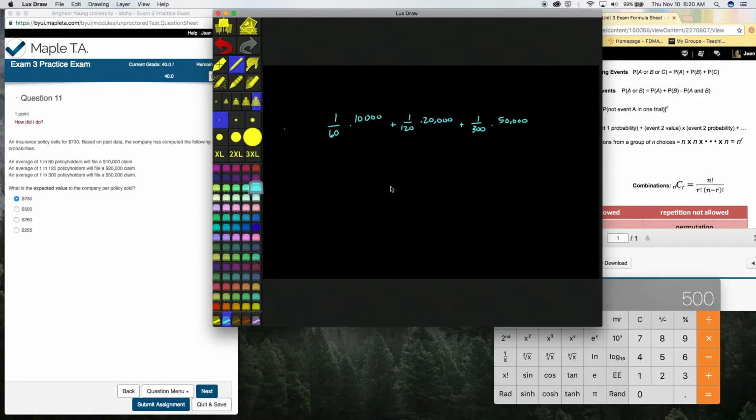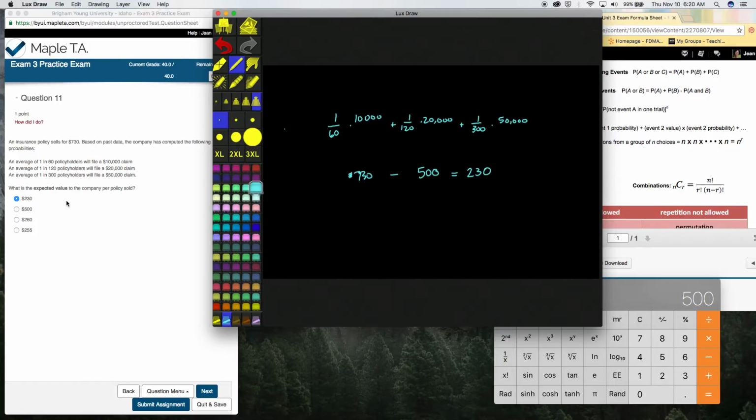The expected value of this policy is going to be $500. They're going to end up spending on average $500 per person on this policy. So if they sell it for $730, then the expected value that they can get from the policy is $230. And that's going to be positive for the company.